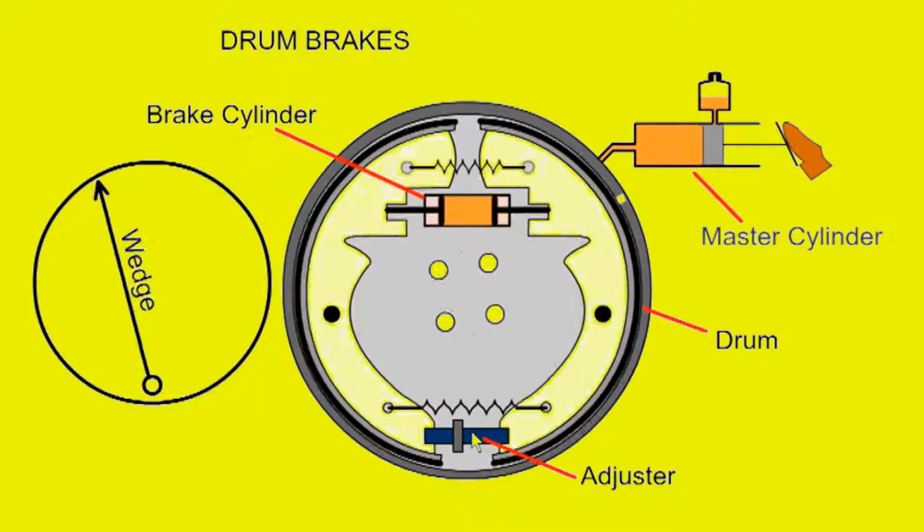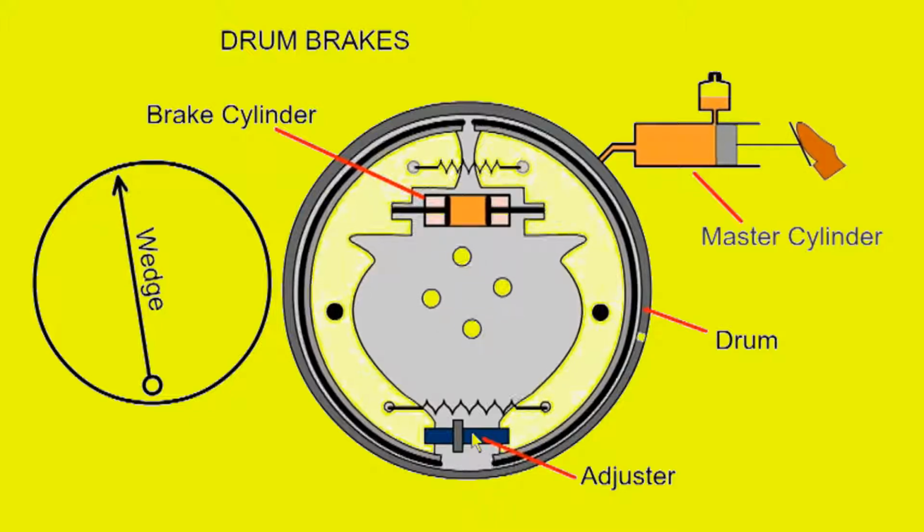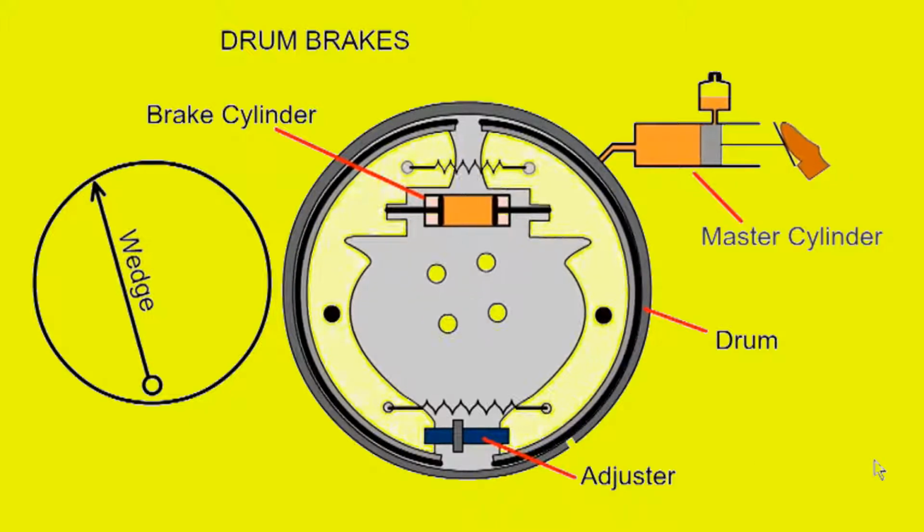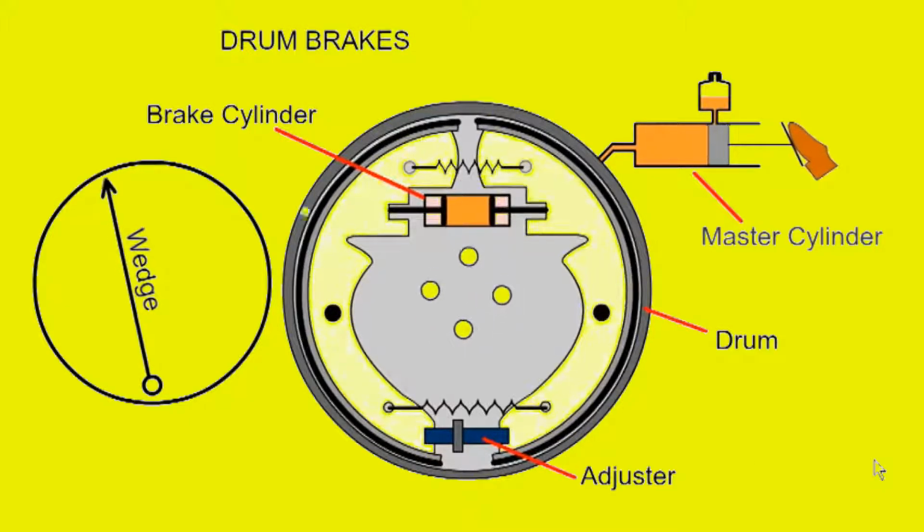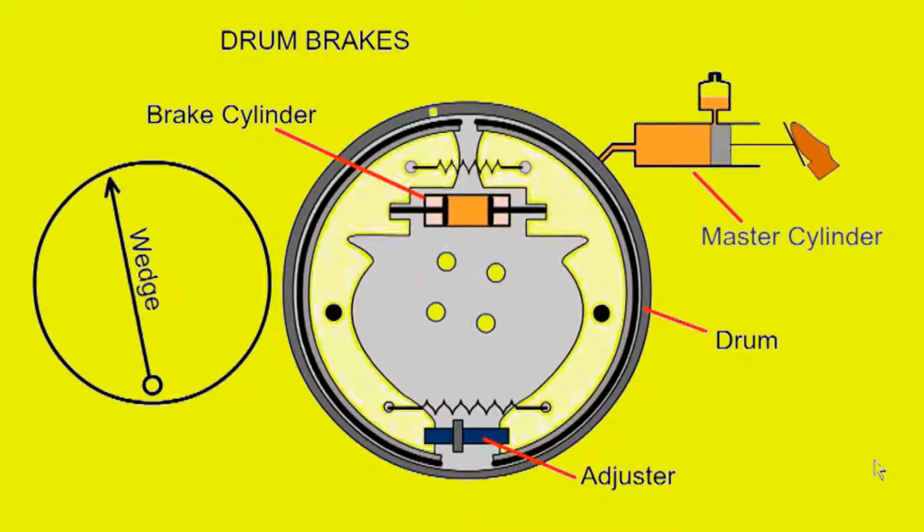Drum brakes are more difficult to inspect, service and cool. Under heavy braking, the brakes will heat and become less effective. This is called brake fade.